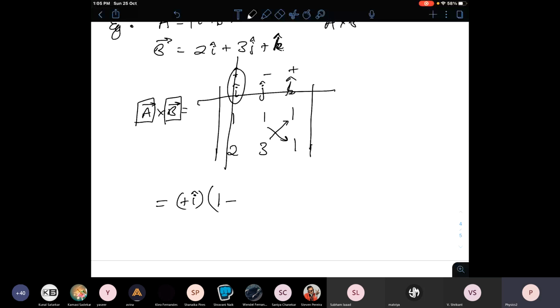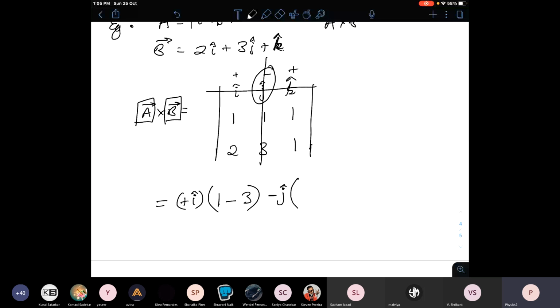Let's go to j vector. The j vector is with a minus sign, so minus j cap into, remove this row, remove this column. So again cross multiply this. 1 into 1 is 1, minus 2 into 1 is 2. Again I have the coefficient and the j cap term. Remove all this, forget all this. Now write k cap. It is plus k cap, plus sign is there, so plus k cap into, remove this row, remove this column.